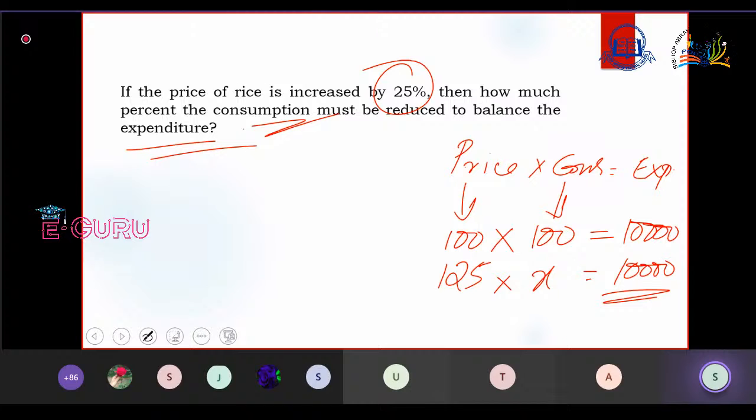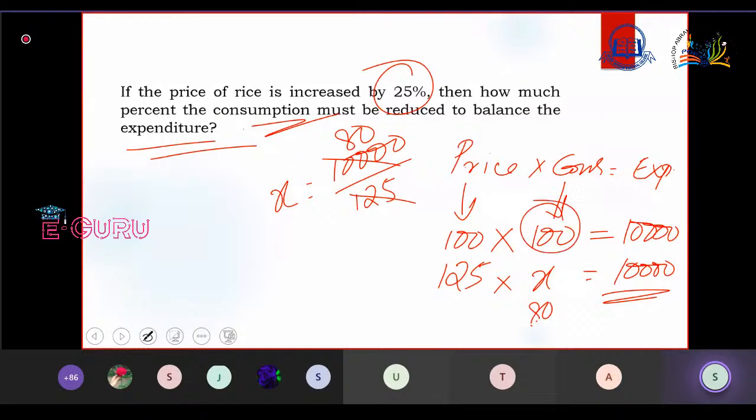So from here we can find the value of x. x equals 10,000 divided by 125. Directly we can cancel 125 into 8, 000 and 80, right? So we get here 80. That means initially we were using 100 kg and now we are using 80 kg only. So 100 kg becomes 80 kg. That means 20 kg of consumption we reduced, right?